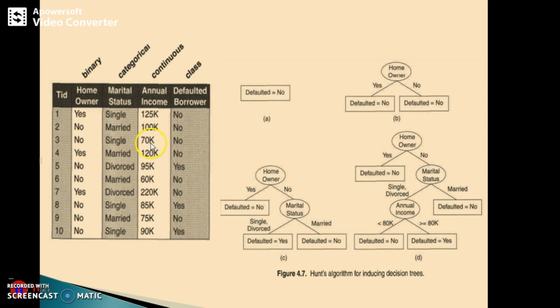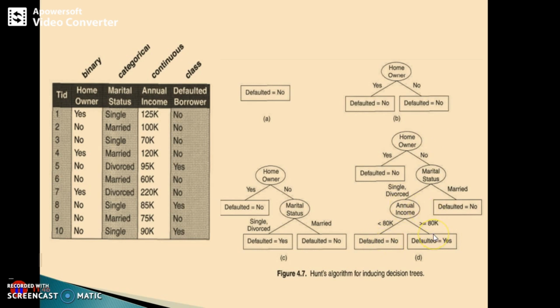What we got: less than 80k, where homeowner is equal to no and marital status is single, and it is clearly saying that it belongs to the class default borrower is equal to no, right? So clearly, can I add the leaf node as defaulted is equal to no? Yes. So now you can see here, I have added the leaf node and this became the pure classification. No more touching this left subtree.